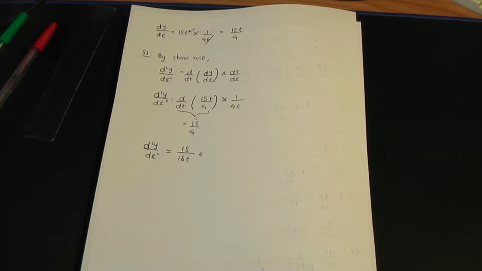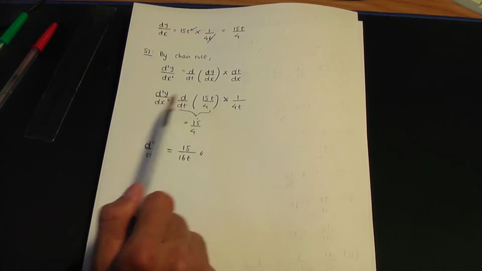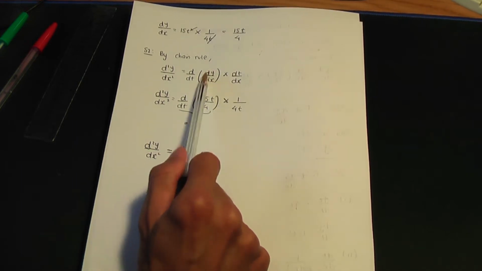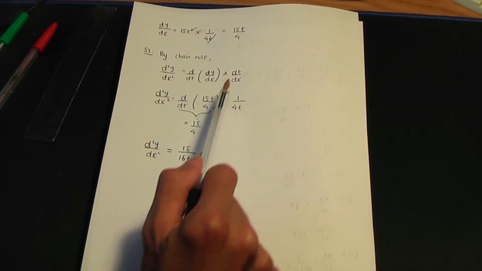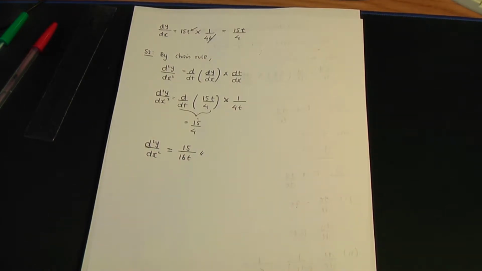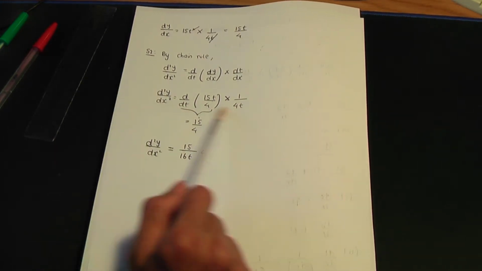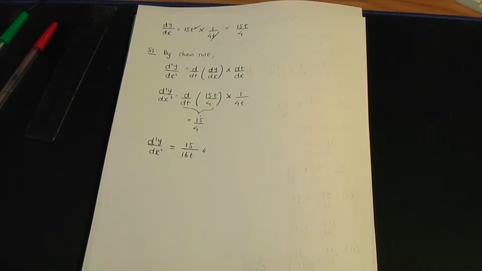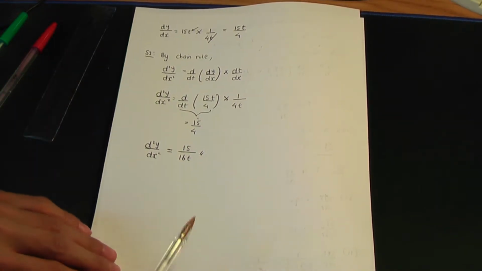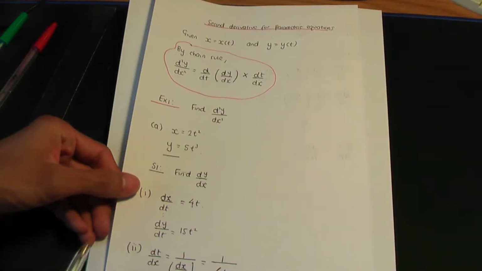From here you need to differentiate with respect to t your answer for dy over dx, and then multiply that by the result for dt over dx. So that is how this procedure is applied. That completes part A, and here are the steps, and let's try another one.